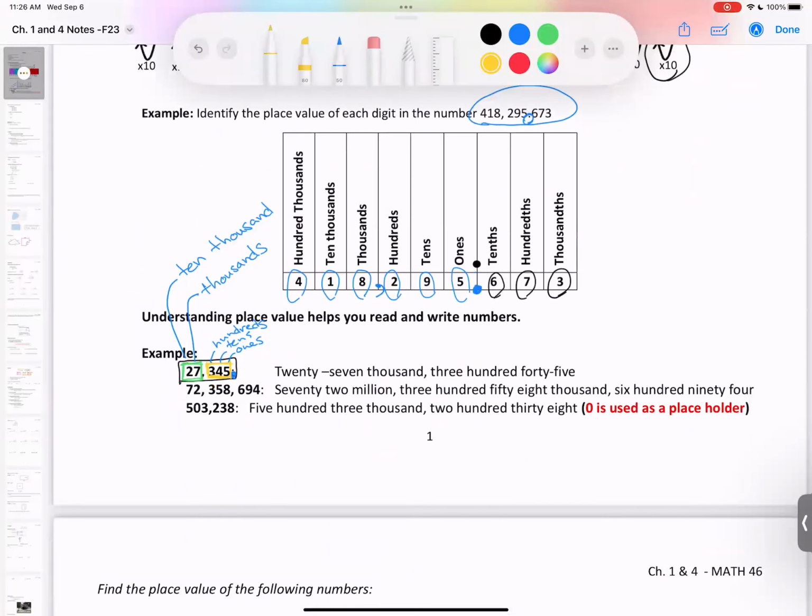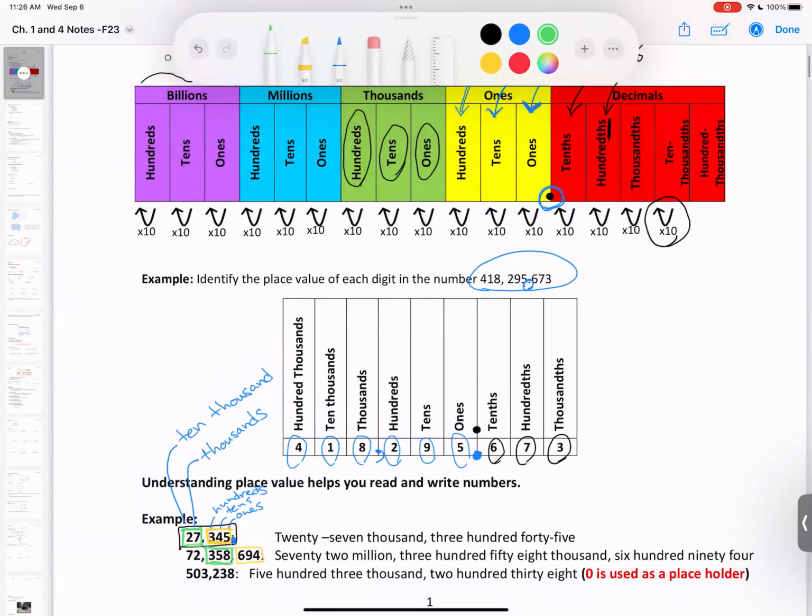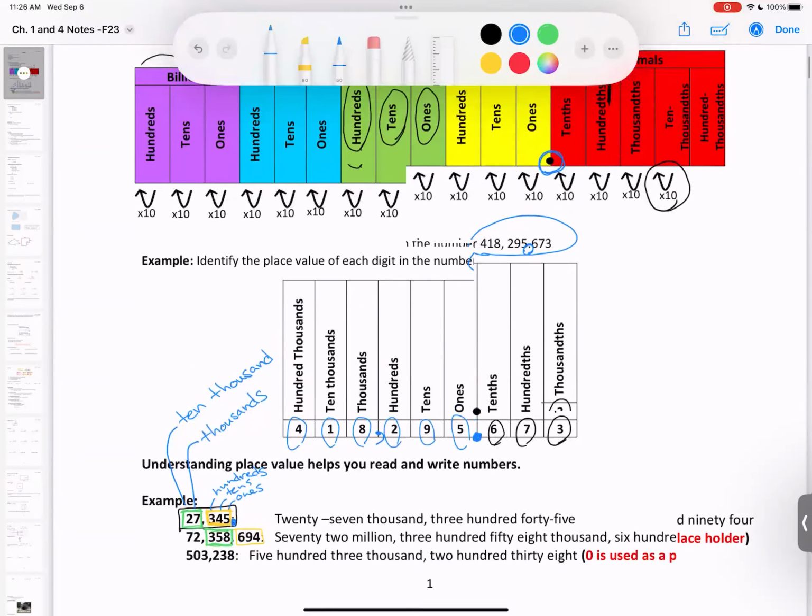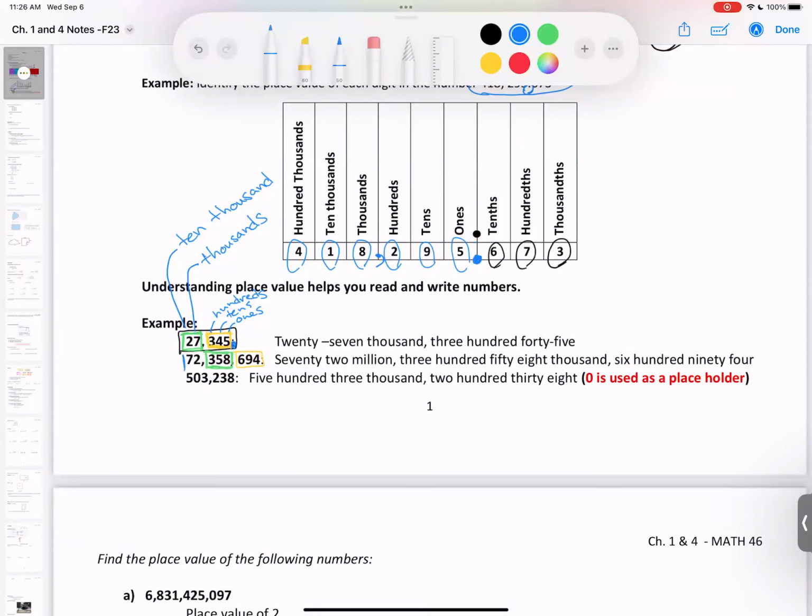Okay, this next example, they've gone even further. So now we've got our 3 ones here. Then we've got our thousands. These 3 digits are going to represent our thousands. And then we have our millions, which are shown in blue. So let's put blue here. So if we were going to read this one, then we would say 72 million for those blue numbers, then 358,000 for the greens, and then 694.